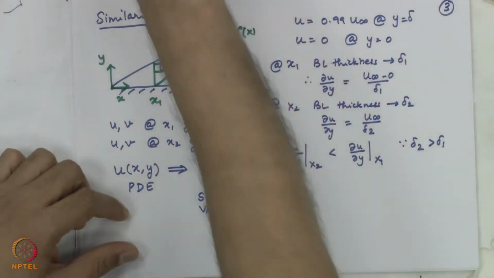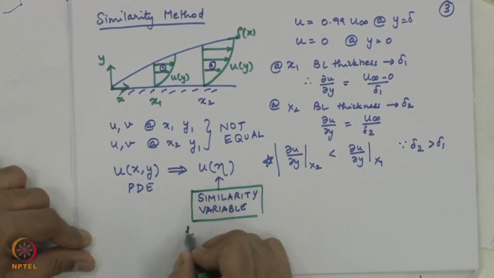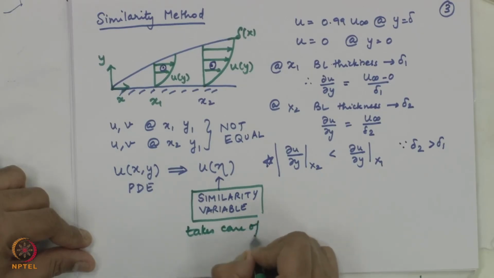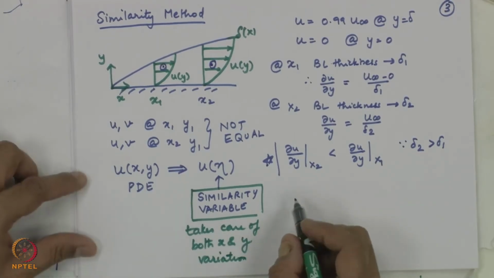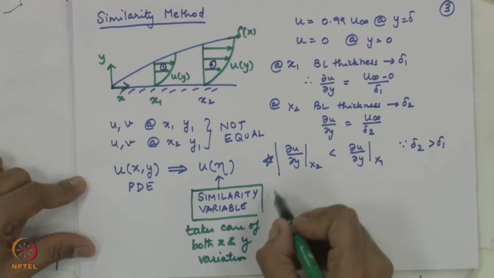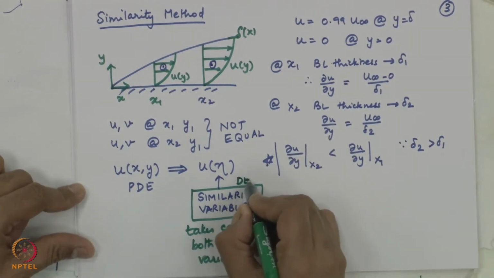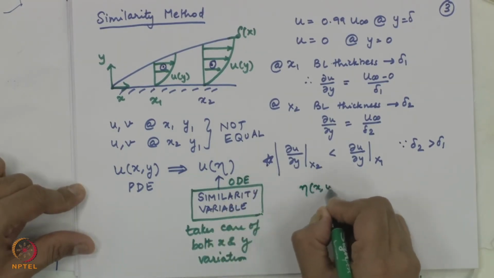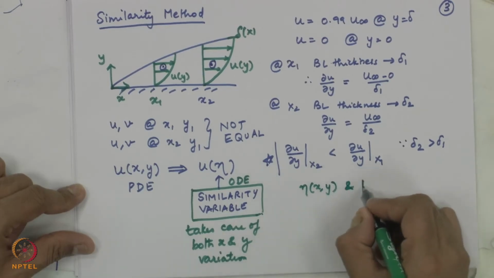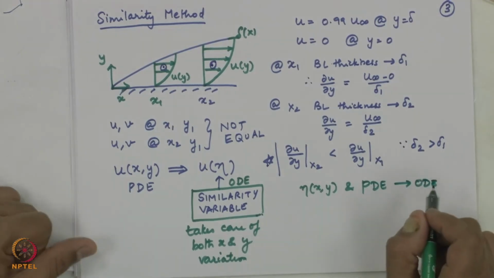This similarity variable is such that it takes care of the effect of both x and y variation. Therefore, what happens? My partial differential equation, which had two independent variables, now has one independent variable. Therefore, this becomes an ordinary differential equation. So, because eta is a function of x comma y, and therefore, the PDE becomes an ordinary differential equation.